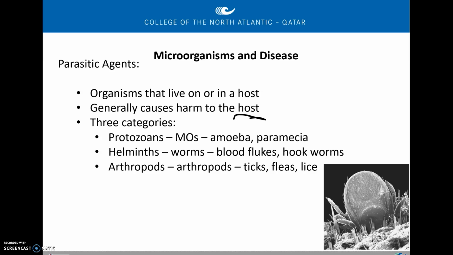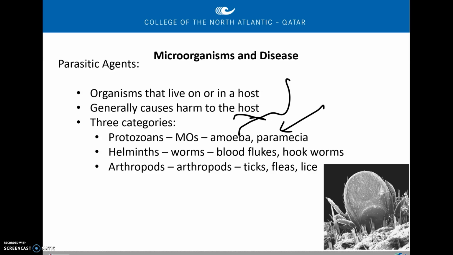So we break down parasites into three categories. We have the protozoans, and in the protozoans we looked at a couple in lab already. We looked at Cryptosporidium, and we also looked at Giardia lamblia. If you also think back to the first class, I talked about an amoeba called Naegleria fowleri, nicknamed in the press the brain-eating amoeba, but that's also an example of a protozoan parasite.